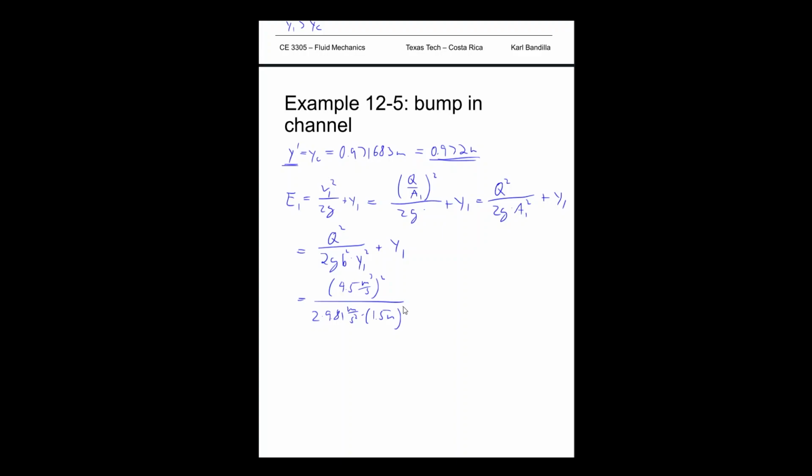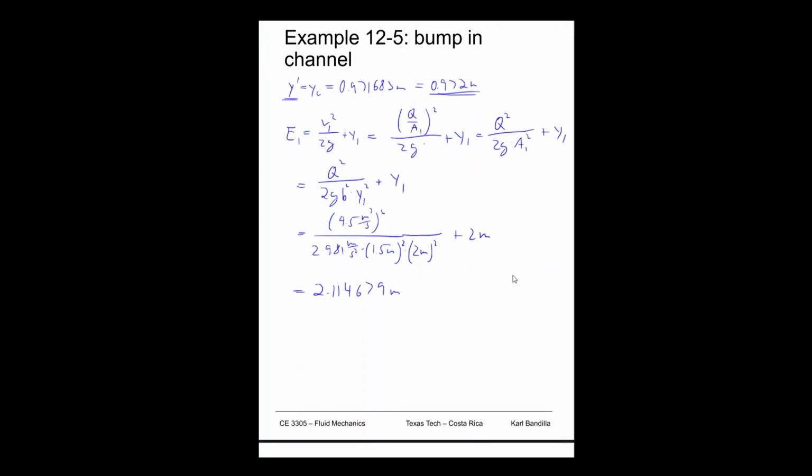1.5 meters. And the depth was 2 meters. Right, squared again because we had a squared. Plus 2 meters for y1. And that gives me 2.114679 meters. All right, so that's our specific energy at 1. We can do the same thing for 2.